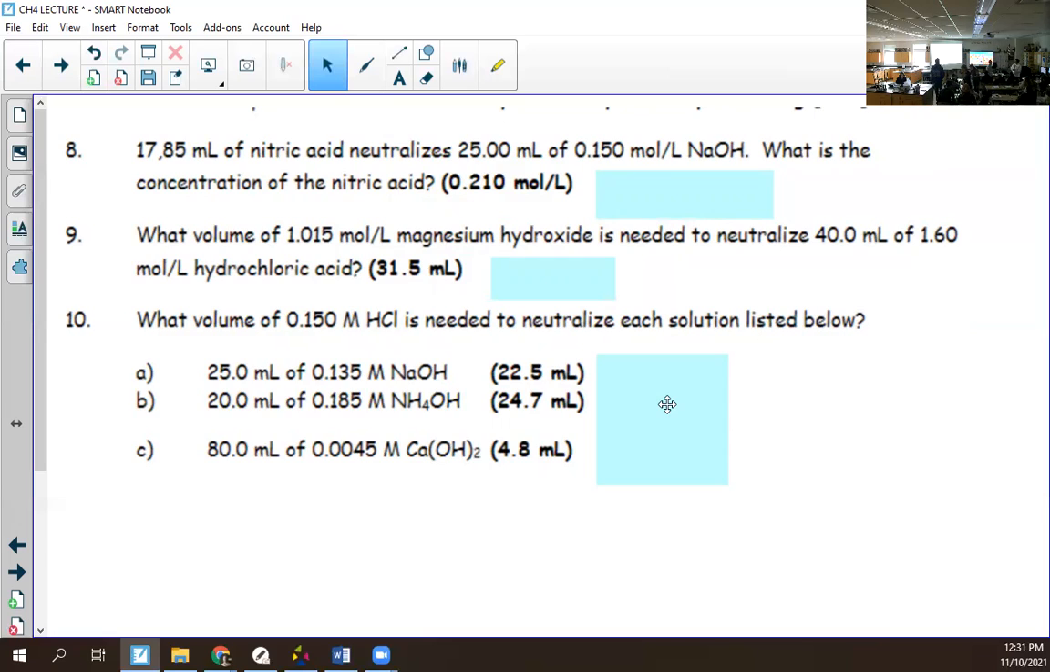Hey, is anyone struggling with number 9? Because you realize that magnesium hydroxide has 2 OHs. Yep, the answer is 63, but you must divide by 2 because there's 2 OHs.